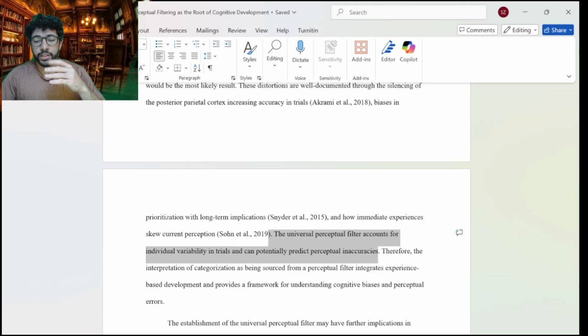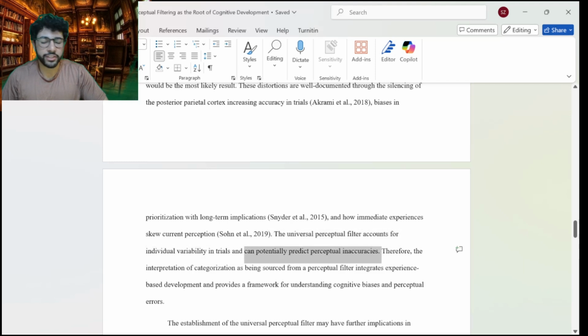Now, this obviously is going to be a problem because it is personal information that I was putting out there and analyzing, and I realized that was a little too much. But I use construction of reality to make these predictions, and they are very accurate. That's the point of me saying that. So this is why I say potentially predict perceptual inaccuracies.